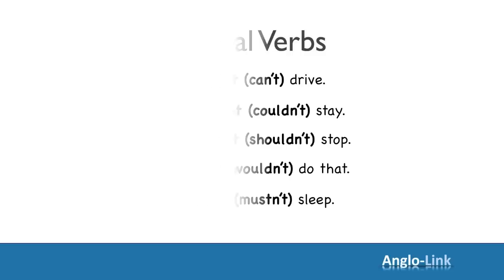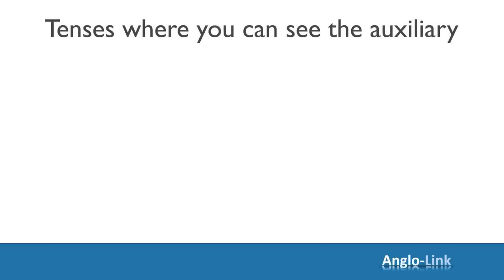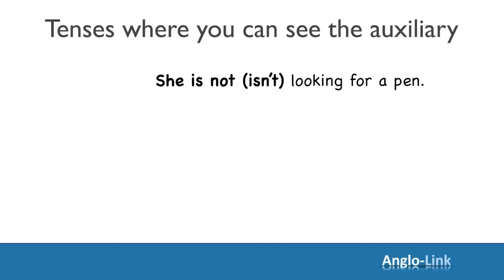Let's move on to other tenses. First, tenses where you can see the auxiliary. For example, the auxiliary verb to be. She's looking for a pen. She's not looking for a pen. She isn't looking for a pen.